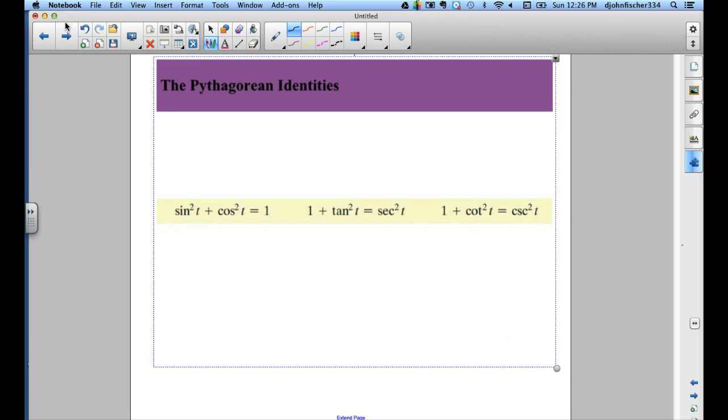Some more identities. Sine squared plus cosine squared equals 1. This is one of your most popular ones. You're going to use this all the time. 1 plus tangent squared equals secant squared. 1 plus cotangent squared equals cosecant squared. We're going to prove these. Not too hard to prove, but we're going to get to them.